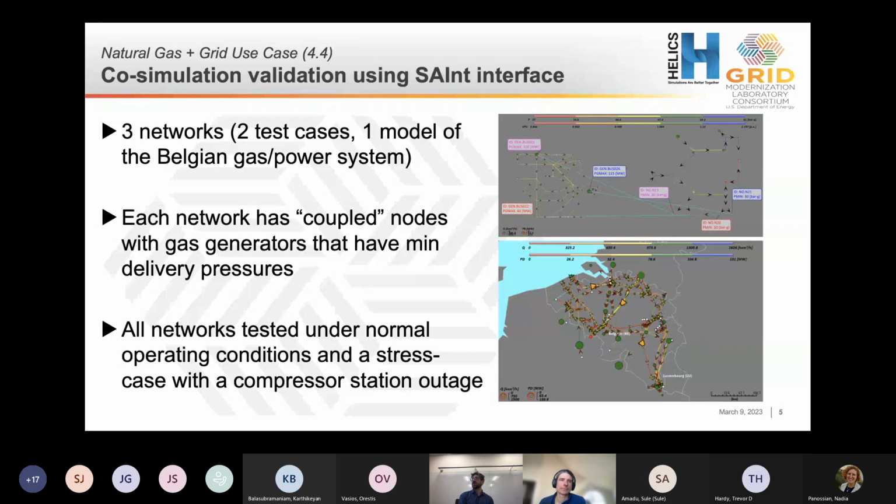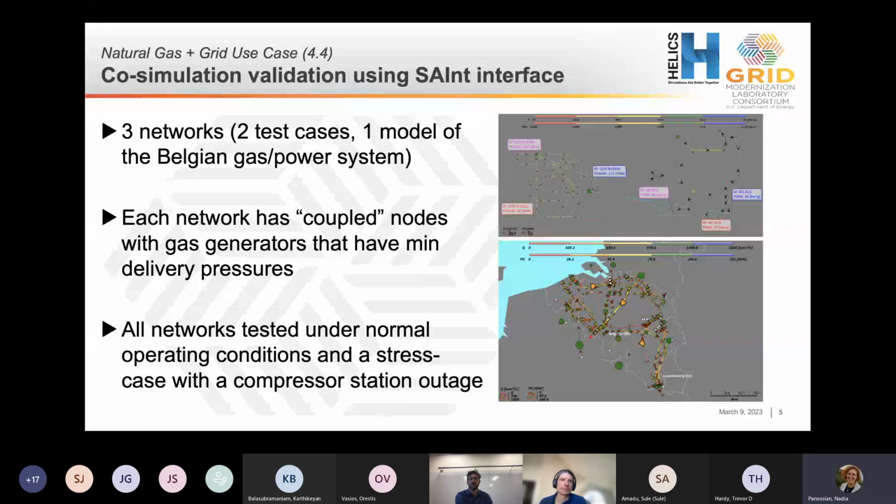But we were also not doing, so this was an AC power flow on the electric side, and we weren't doing dynamics and things like that. So it was more like the scheduling problem than it was looking at those aspects on the power system.